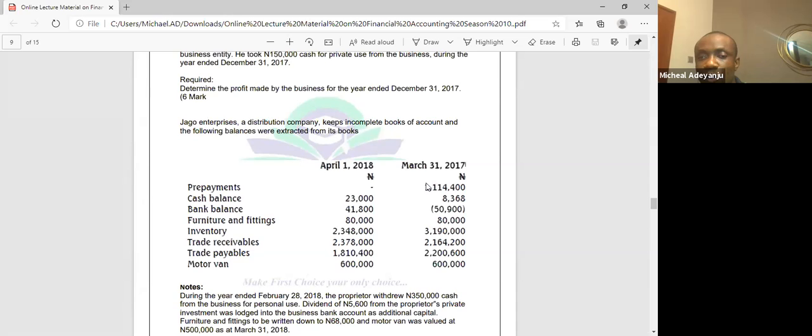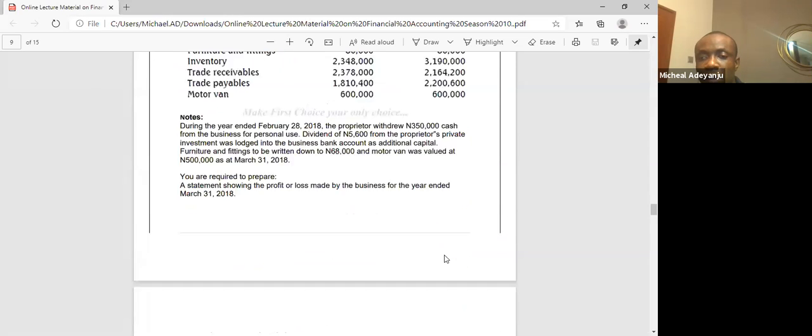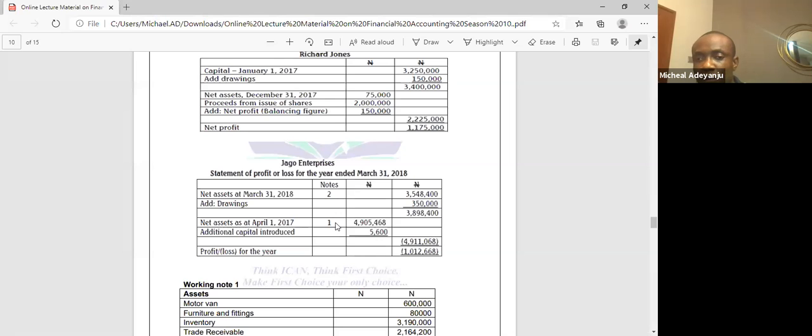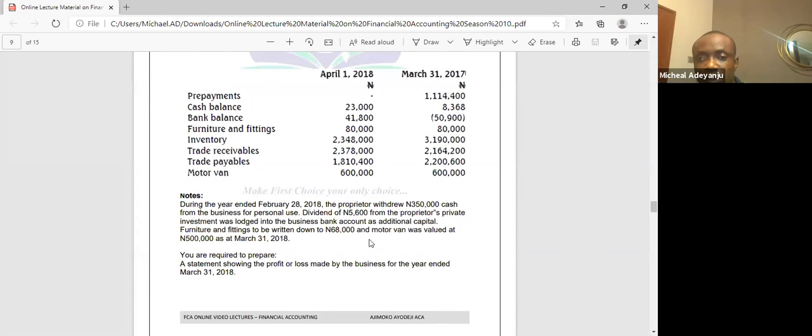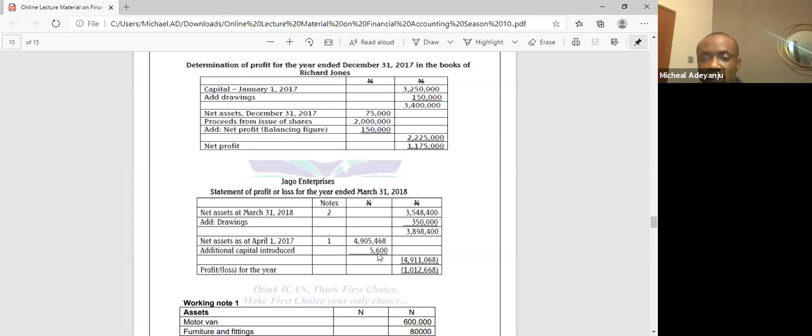The same thing also applies to our previous year. We add all the assets and subtract it from our liability. So we have our net assets. Do you have a capital introduced? Yes, the dividend that was paid to them was reinvested into the business. That is dividend of 5,600 naira, which was added. And by the time you less the two together, it gives you your profit for the year. And this is a negative figure, which gives you a loss for the year.